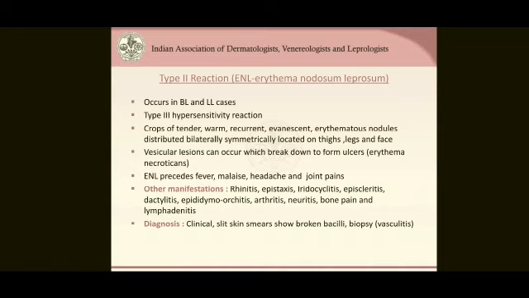How do you diagnose? Clinically, the first and foremost is you have to look for the constitutional symptoms, and apart from the Hansen's patches, you will get to see multiple tender erythematous nodules on the body. Slit skin smear will show broken bacilli, definitely, because it is seen in borderline lepromatous and lepromatous leprosy, and on biopsy they'll have vasculitic features, that is inflammation of the vessel wall. Surrounding the cutaneous vessel walls, there will be inflammatory infiltrate.